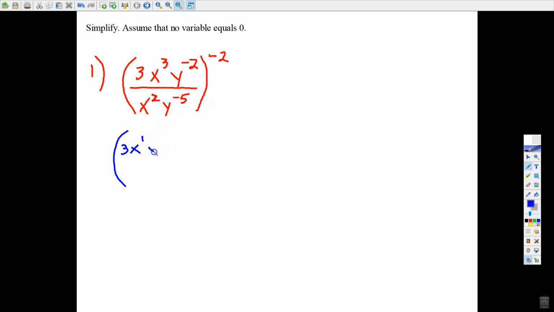And then the same thing for the y variable. It would be like this: y to the negative 2 minus negative 5 power. Okay, I'm dividing, so I subtract the exponents. But when you subtract a negative 5, of course, that means you're really adding. So that would be y to the third power. Okay, and all of this is going to be raised to the negative 2.